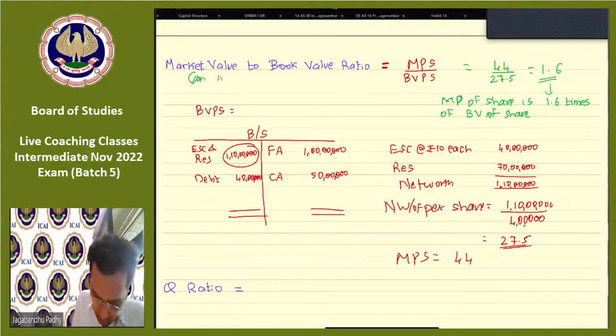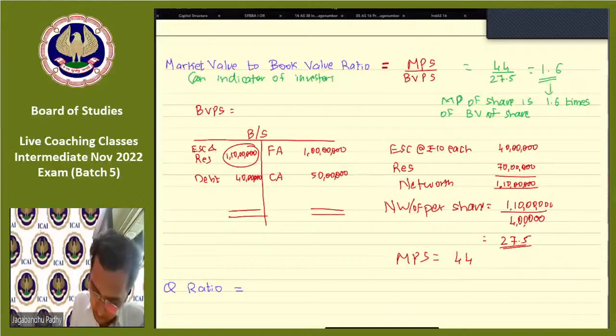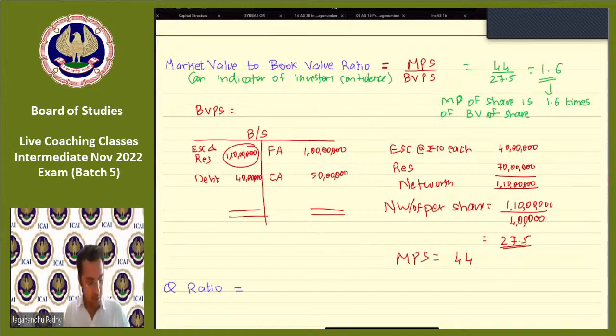So here again, the market value to book value ratio is an indicator of investors' confidence. The higher this ratio, the higher is the investor confidence in the company. That's the market value to book value of share ratio.